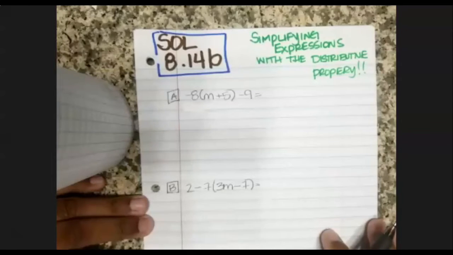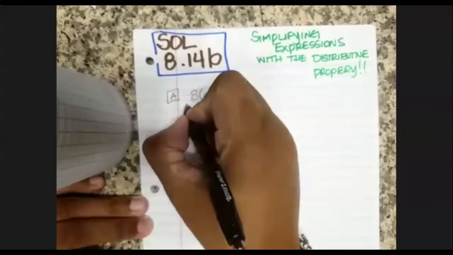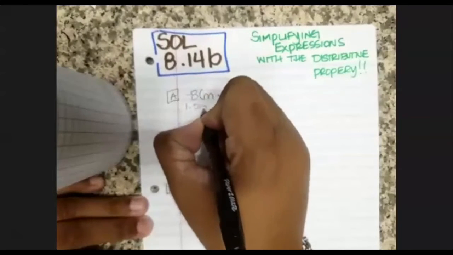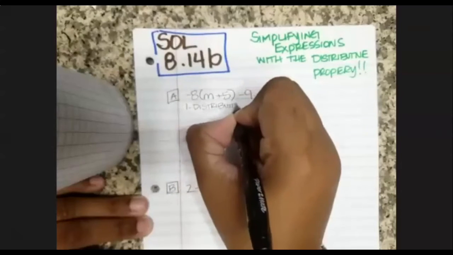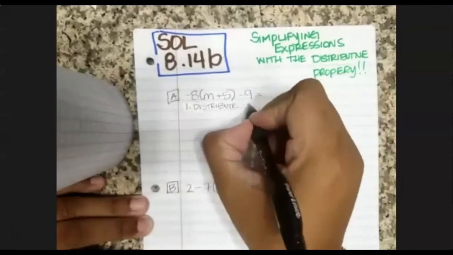So today's lesson is very similar to yesterday's lesson. We will simplify expressions with the distributive property. Today, the number we will be distributing will be negative.